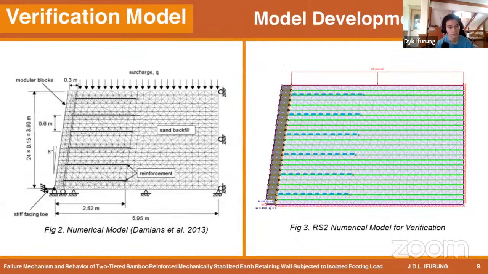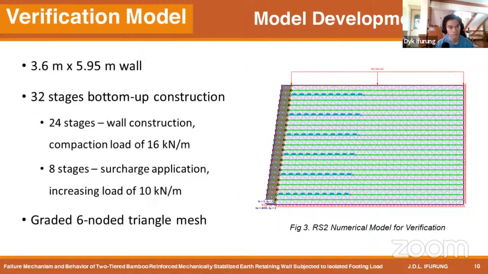Shown on the left is the model from the study, and on the right is the model I created using RS2. It is a 3.6 by 5.95 meter wall and constructed in 32 stages, 24 stages of which were for wall construction with a compaction load of 16 kilonewtons per meter. 8 stages of surcharge application were done with an increasing load of 10 kilonewtons per meter. The mesh I used was a graded 6-noded triangle mesh.